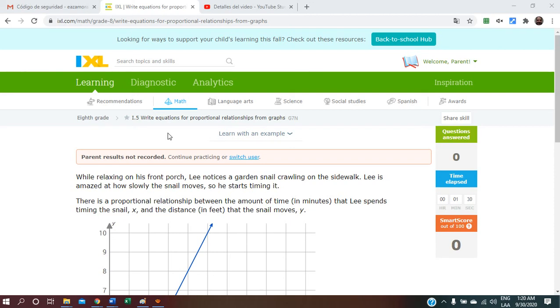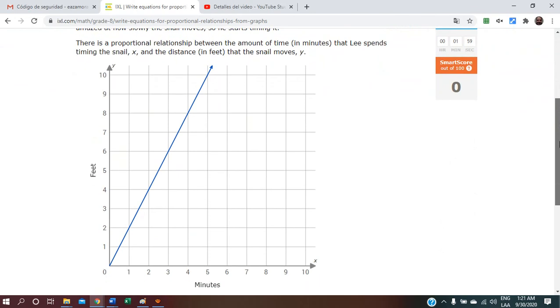So if you remember, like a week ago, we wrote equations for proportional relationships from tables. Okay, first we need to get the constant of proportionality, and then we got our equation: y equals the constant of proportionality times x. Okay, so we're going to do the same in this activity.